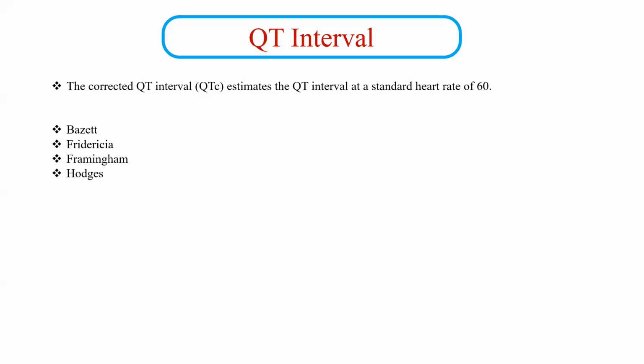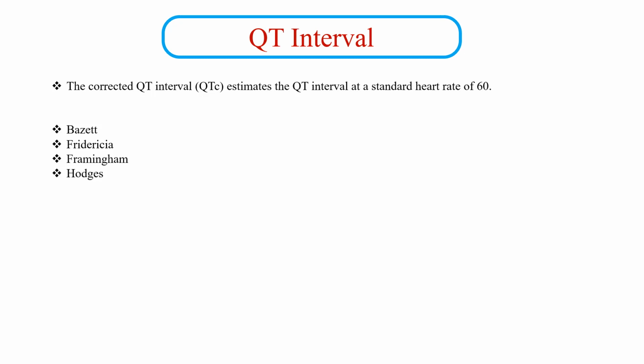So if the EKG shows a heart rate of 60, actually you don't need to correct it. But this is not the case all the time, right? A patient can have any heart rate, 75, 79, 90, 110, 150, 40, whatever, right? All right, so we have 4 formulas to estimate the corrected QT interval, the QTc, and it is not clear which formula is most useful.